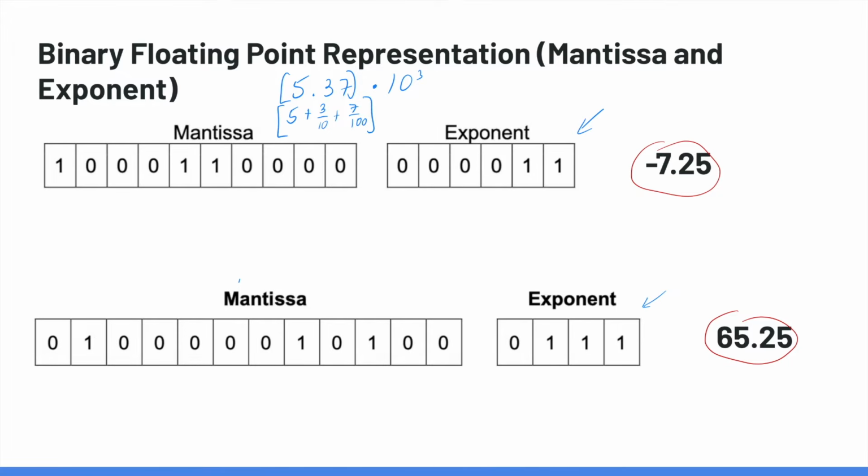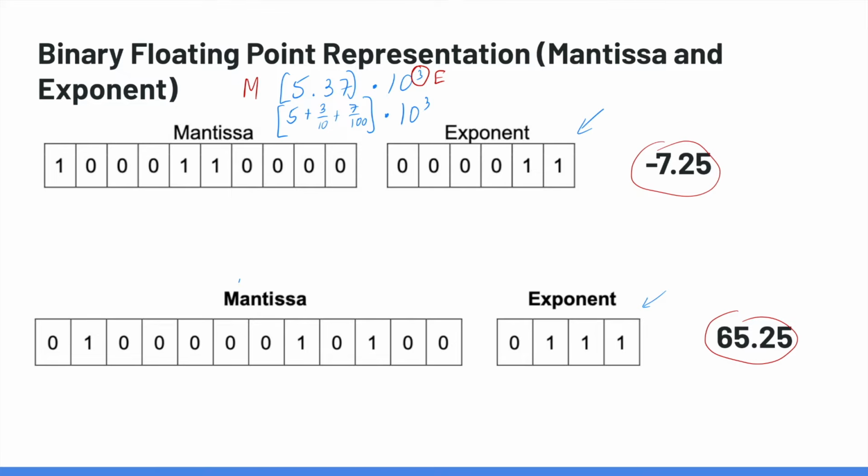And we're multiplying this by 10 to the power of 3 to get our answer. So if you want to think about this in terms of floating point representation, this number in scientific notation is going to be our mantissa, and this right here would be our exponent.